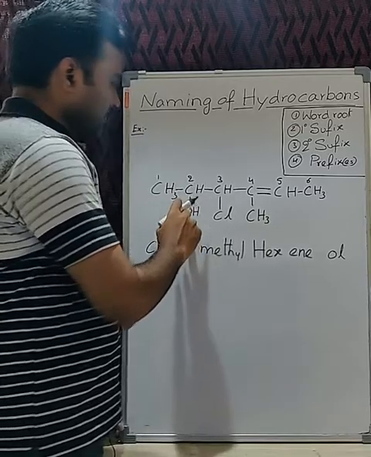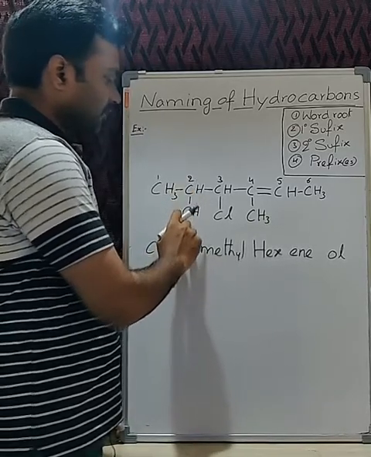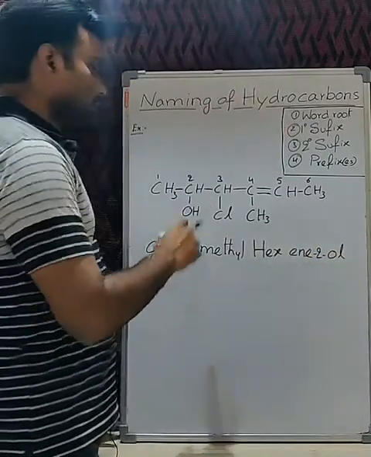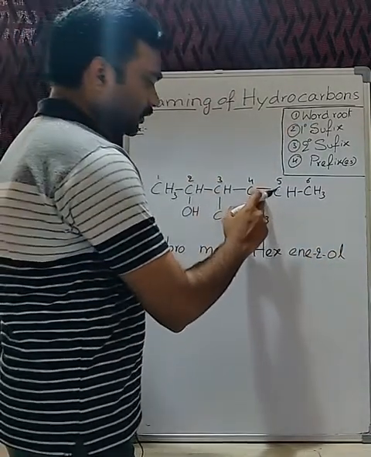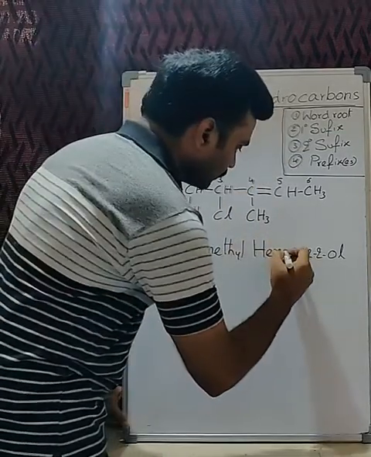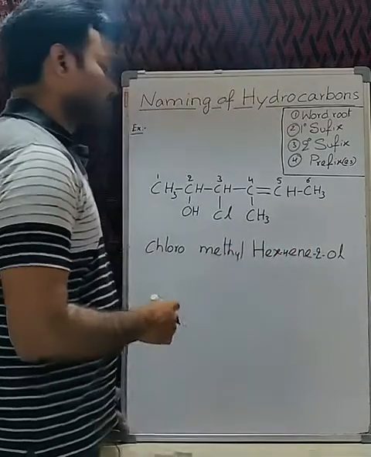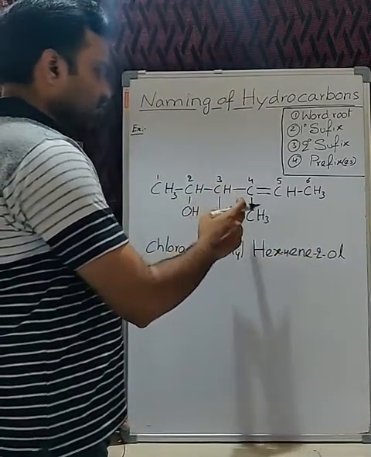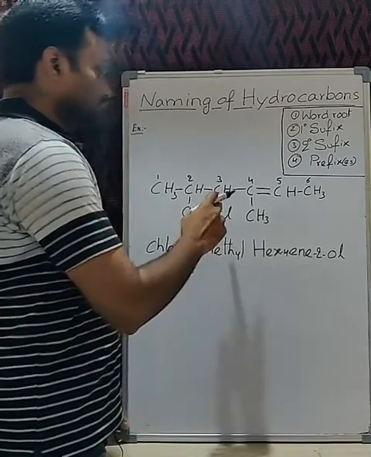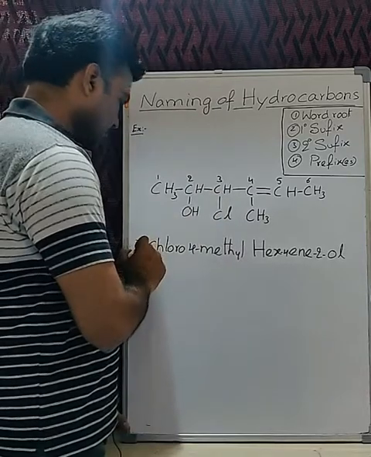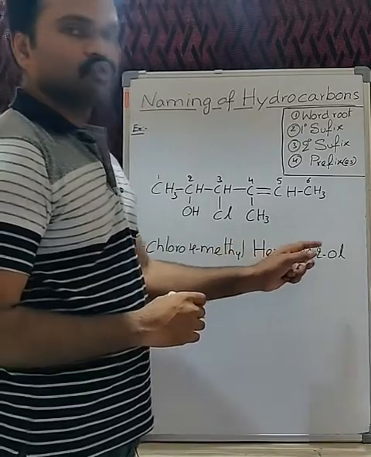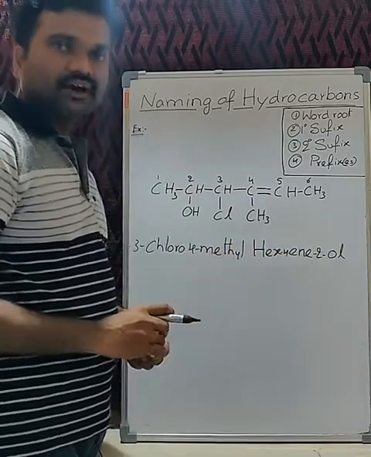By this, the carbon with the functional group gets number 2, that will be mentioned here. And the carbon with number 4 has this double bond. Now 4 should be mentioned here. And the methyl group is attached on the 4th carbon, so 4-methyl, and the chloro group is on the 3rd carbon, so 3-chloro, 4-methyl, hex-4-ene-2-ol is its IUPAC name.